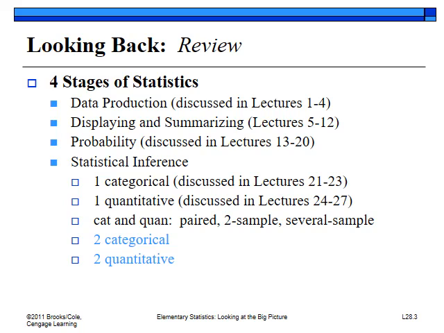In the 4 stages of statistics, we are in statistical inference. We're looking at a relationship between categorical and quantitative variables, and we're going to focus on paired and two-sample designs.